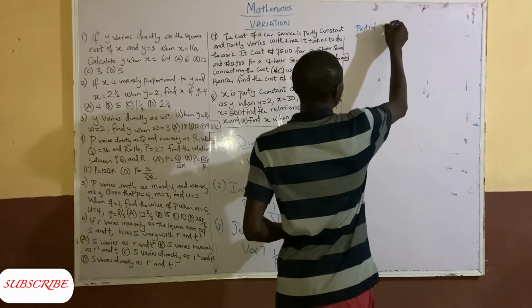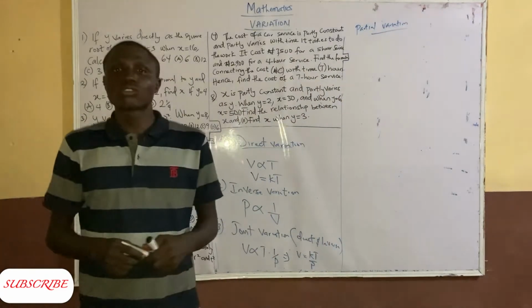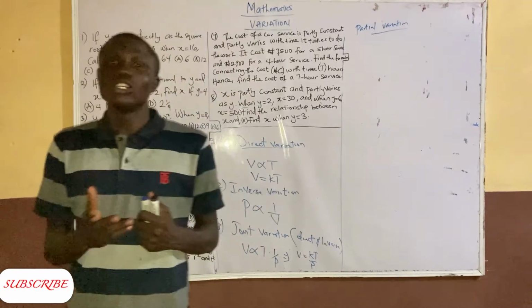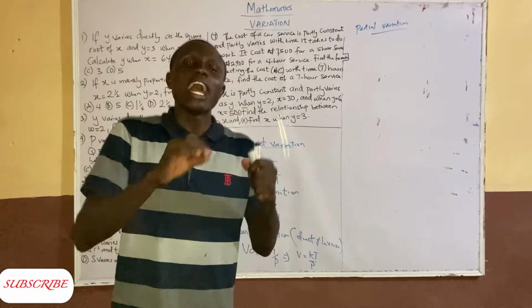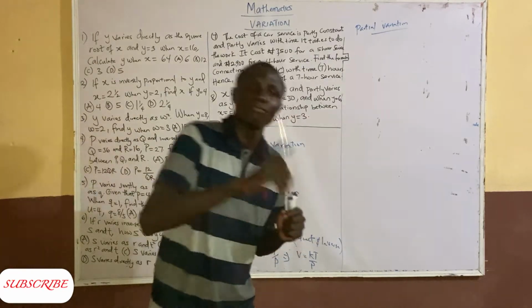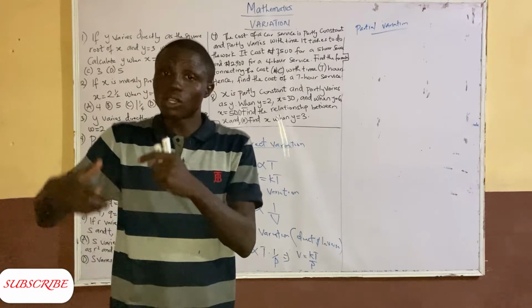Partial variation. We are talking about partial variation. Partial variation is a unique type of variation in which we have two constants. Here a quantity partly varies with a constant and also partly varies with another variable in the relationship or equation given to us.